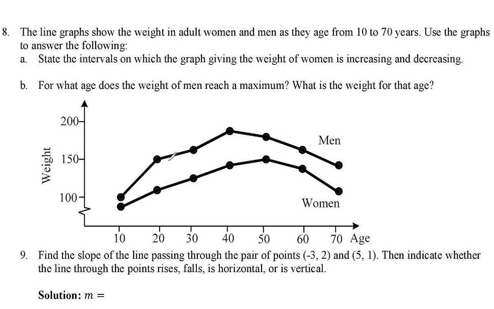And then these line graphs here are showing the weight for adult women and men as they age from age 10 to age 70. And we're using those graphs to answer the following questions. So, intervals on which the graph giving the weight of women is increasing and decreasing. It looks like this goes up left to right to about 50. So from age 10 to age 50 it's increasing, and then decreasing from 50 to 70.